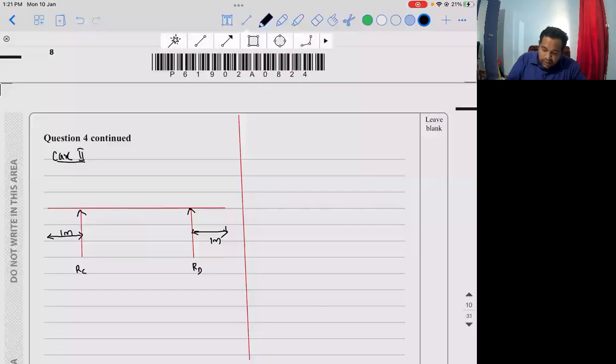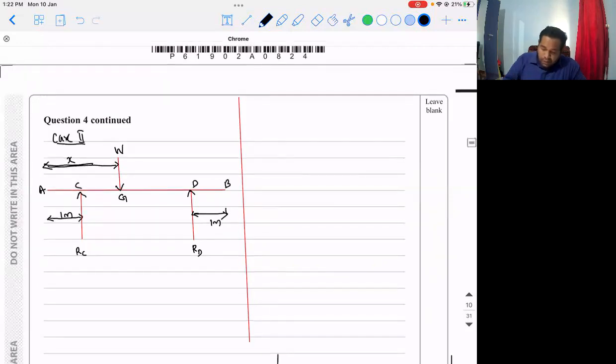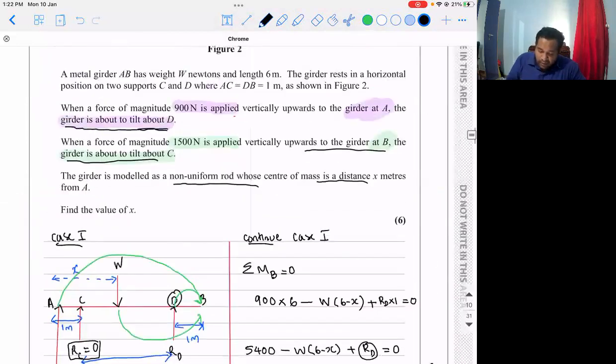Its weight is acting downwards. That is not changing. That means the distance between this and this is X. So this is A, this is B, this is C, this is D, and this is a point where the weight W acts. Now, here, what happens is, in the case 2, we will read once again. When a force of 1,500 Newton applied, so this is actually case 1, right? This is our case 2, 2 separate cases, correct?